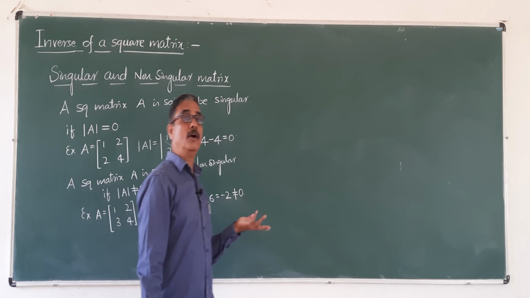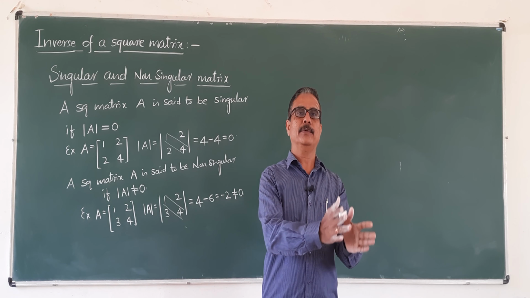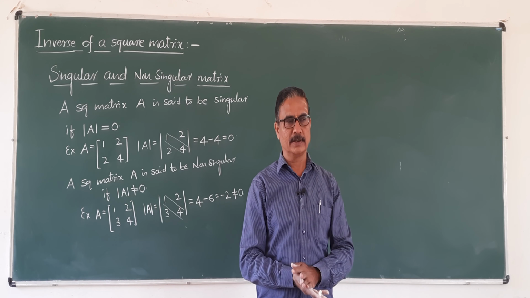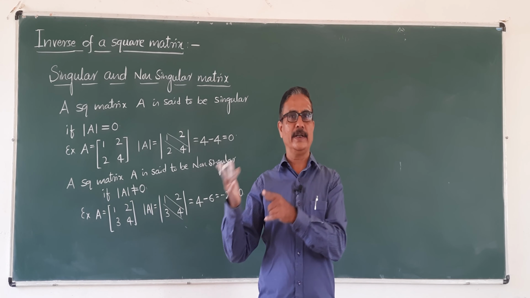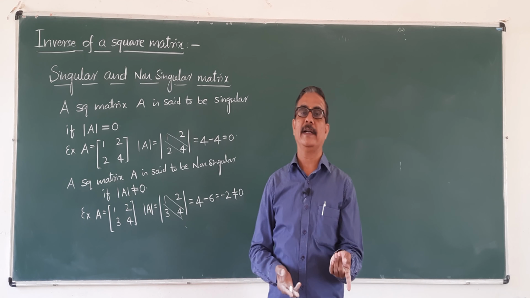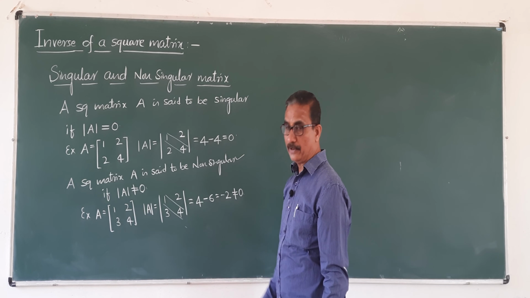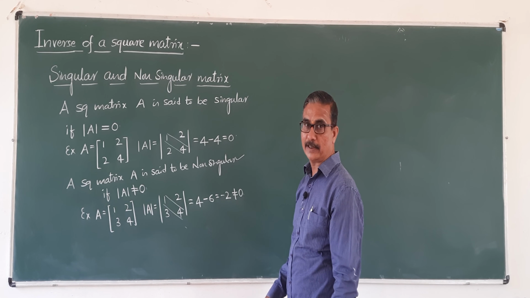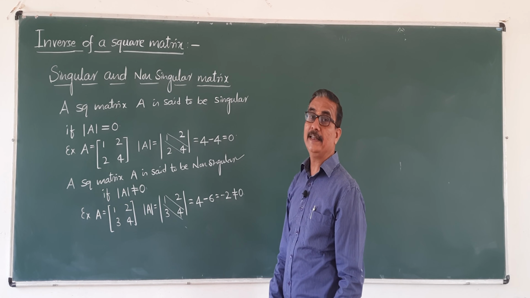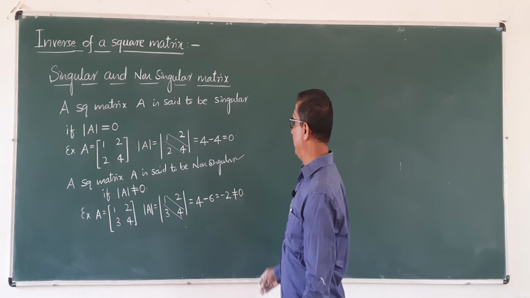You have to identify. If the determinant of the given matrix is 0, then the given matrix is said to be singular. If determinant of A is not equal to 0, then the given matrix is said to be non-singular. Okay, so using the definition of non-singular square matrix, now define inverse of a square matrix.